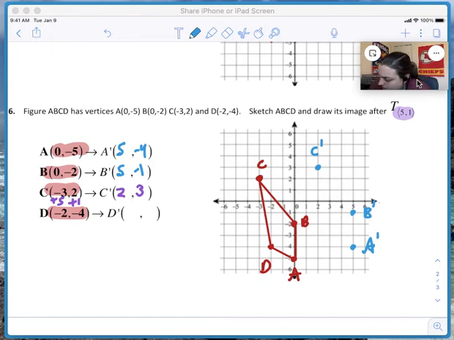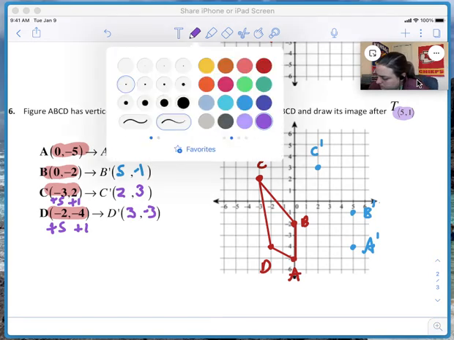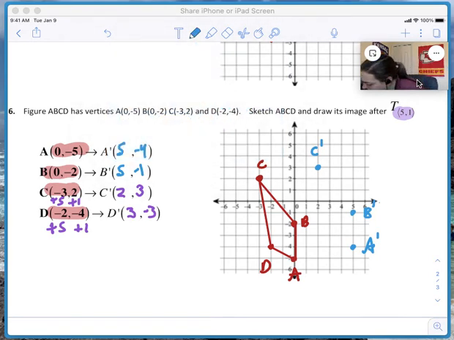And then same thing here. Negative 2 plus 5, which is 3. And negative 4 plus 1, which is negative 3. So I'm going to go plot 3, negative 3. Okay, but again, all I did was take each point and move it to the right 5, up 1. So either method will work.